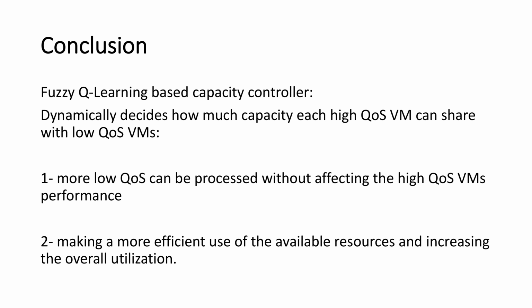In conclusion, we presented a fuzzy Q-learning based capacity controller that dynamically decides how much capacity each high quality of service VM can share with low quality of service VMs, or in other words, how much the isolation level between them is reduced. We used an enhancement strategy to mix reactive and proactive actions to have more stable performance, which I didn't explain in the slides because of the time limitation, and you can find more information and results in the paper.